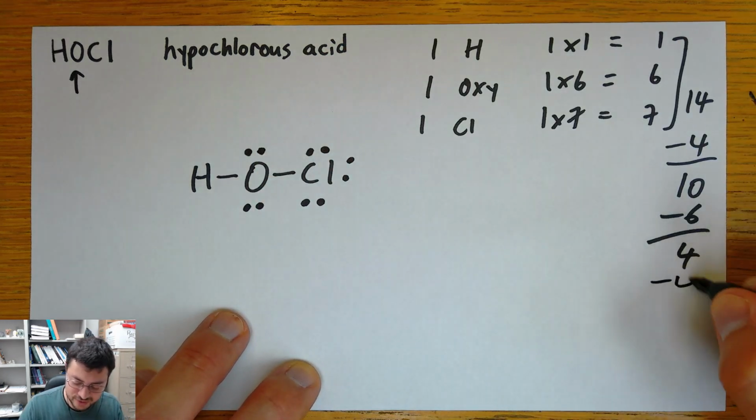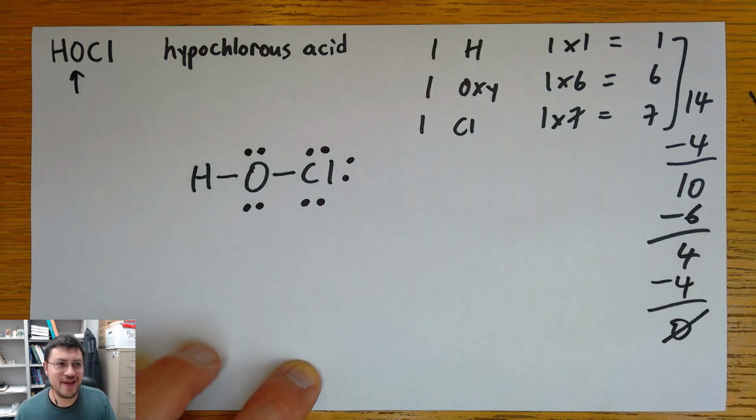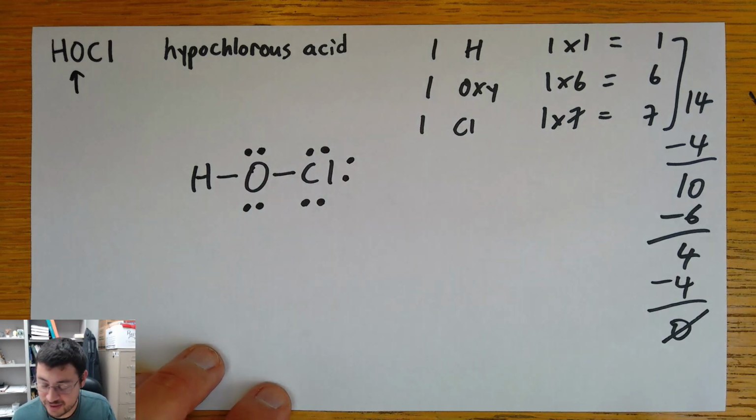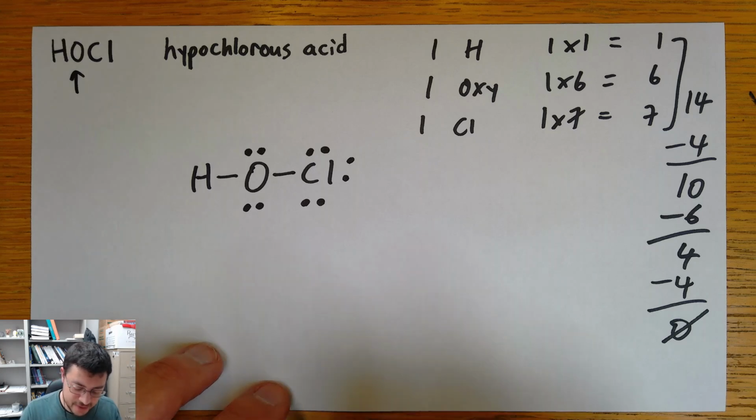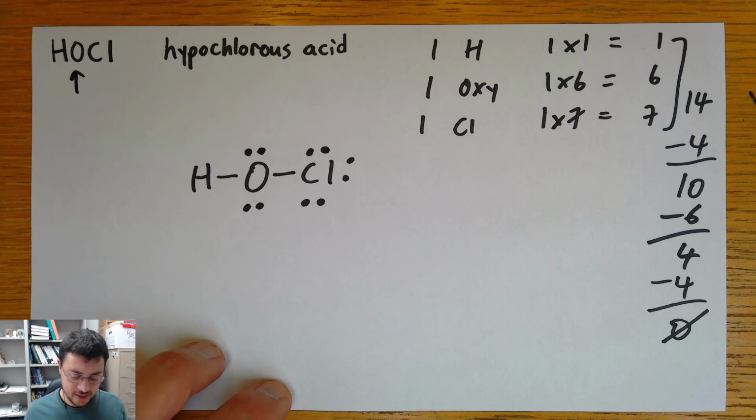It's always worked out so far. Towards the end, that won't always be the case. Ha ha ha. We'll have double or triple bonds coming to fix that problem. All right. But there is your structure for hypochlorous acid.